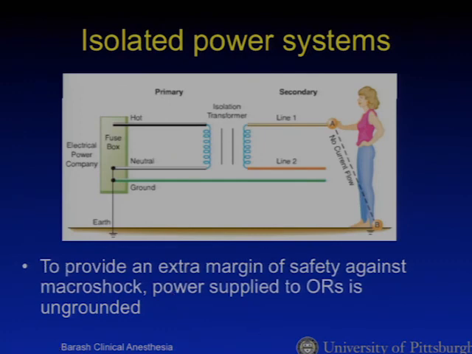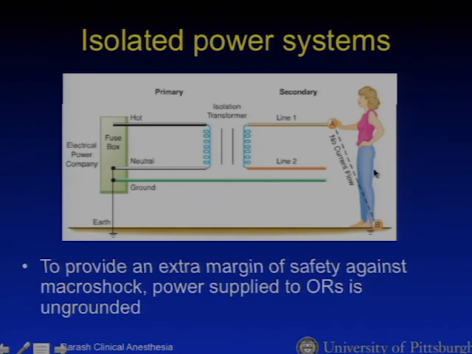Last topic on electrical safety is the concept of isolated power systems. This is another favorite keyword topic. Operating rooms are certainly hazardous environments from an electrical standpoint, and in an effort to mitigate the hazard, our power systems are ungrounded or isolated, in the sense that power from the power company comes into the building and is not actually physically connected to the isolated power system, but these induction coils are involved.